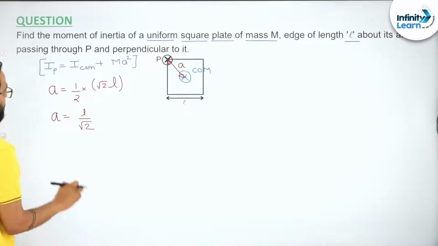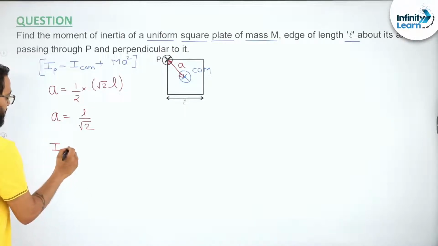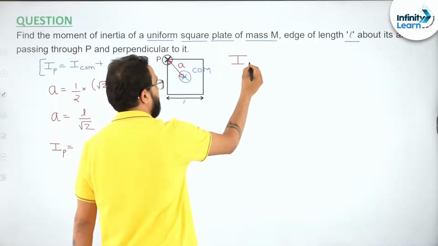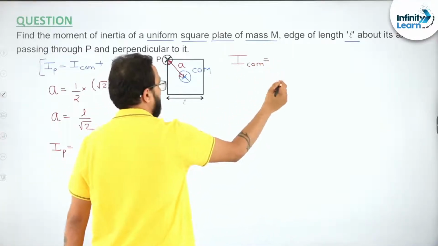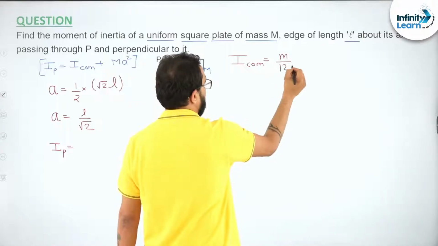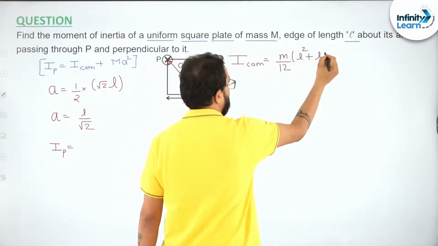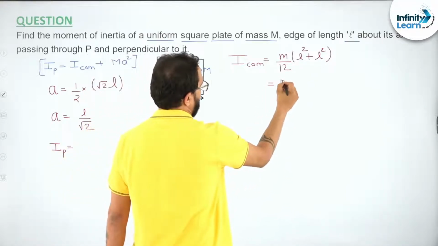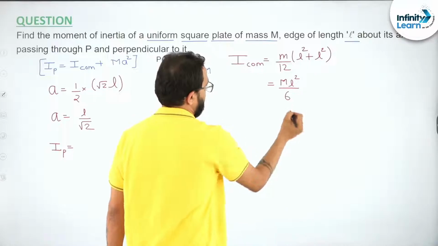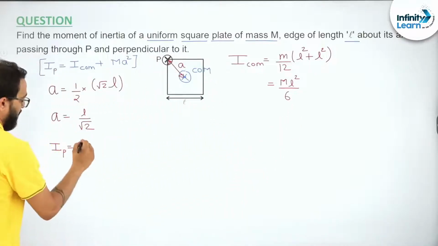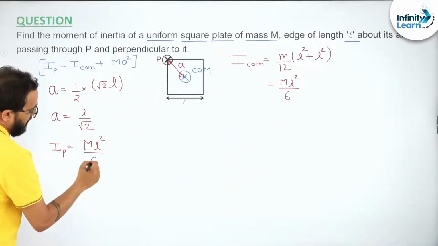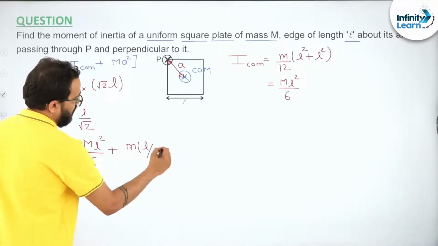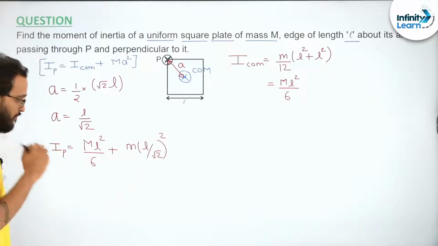It's very easy. Now you will say I about axis P will be, now what is I about center of mass? Tell me. I about center of mass for a square lamina is M by 12 into L square plus L square. So it is what? ML square by 6. We already know that. Now we will put this value here and say ML square by 6 plus M into L by root 2 whole square, that is ML square by 2, right.